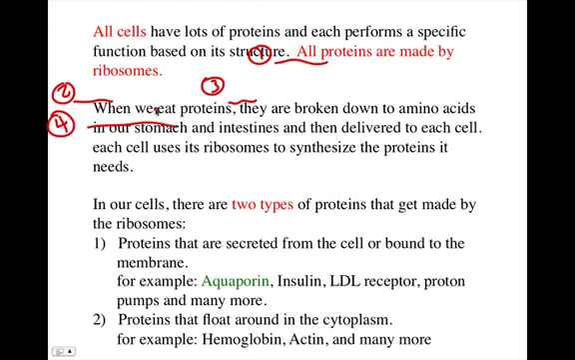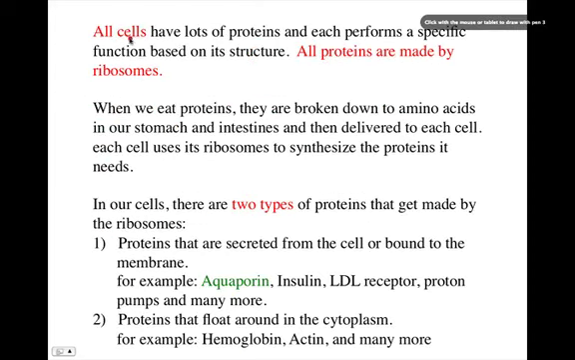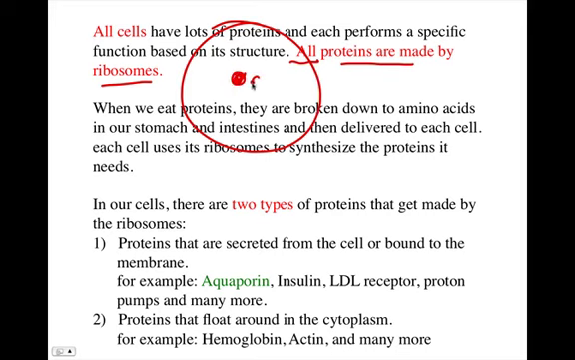Imagine a human cell. And so there are just some principles. All cells have lots of proteins, and each performs a specific function based on its structure. All proteins are made by ribosomes, all proteins in prokaryotes and eukaryotes. And so ribosomes are inside of every cell, and ribosomes are going to be synthesizing proteins. So the site of protein synthesis in all cells is these ribosomes. And what's the function of the ribosome? The function of the ribosome is chaining together amino acids by a covalent peptide bond.